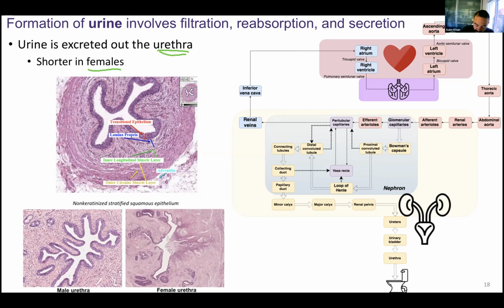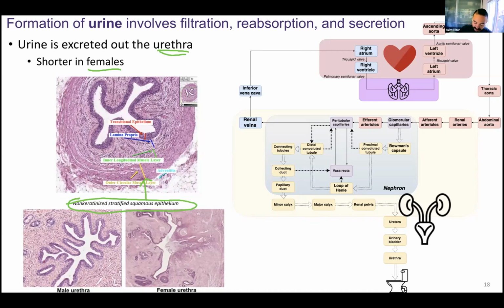Regardless, the very distal portion of all urethras is non-keratinized stratified squamous epithelium. And it's lined with some muscle to help push the urine out.